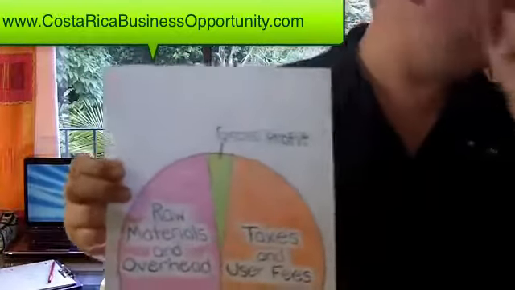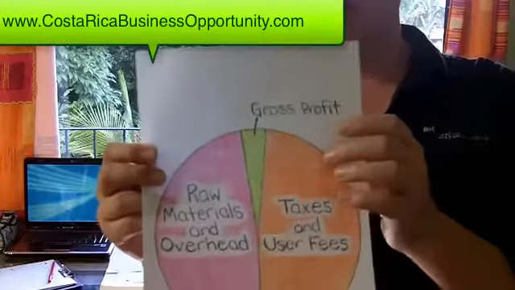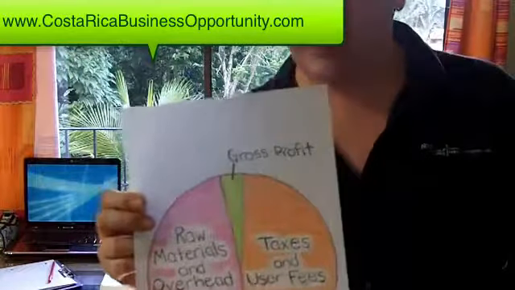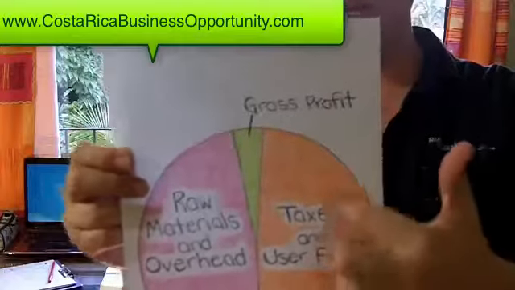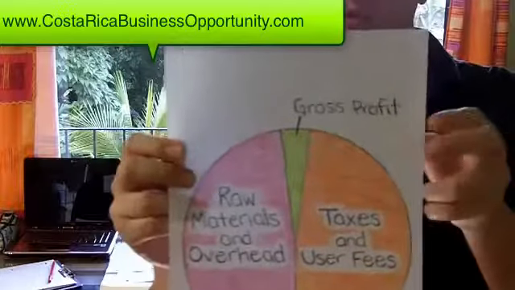And then you've got to pay, excuse me. Then you've got to pay taxes, not just on what you make, but on everything that you buy as well. So that's why this slice of the pie is so high. Taxes and user fees are much larger than most people think they are.